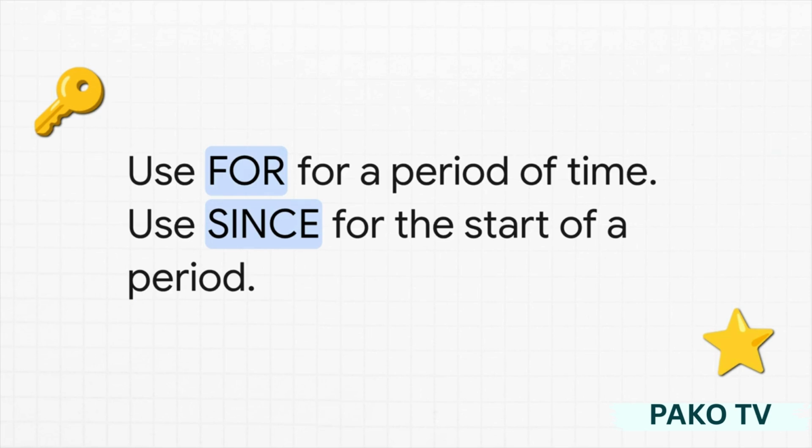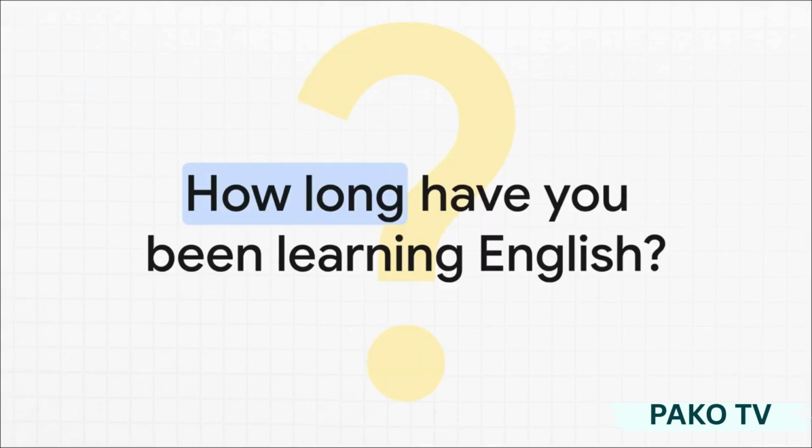So, when all is said and done, what's the one thing you need to walk away with? It's this simple. Use for when you are measuring a period, a duration of time. And use since when you are naming the starting point. That is the golden rule. So to wrap things up, let me ask you a question. How long have you been learning English? Go ahead, try to answer it out loud right now using for or since. I bet you'll get it right.